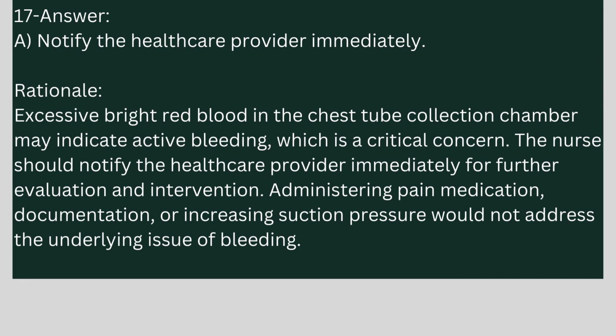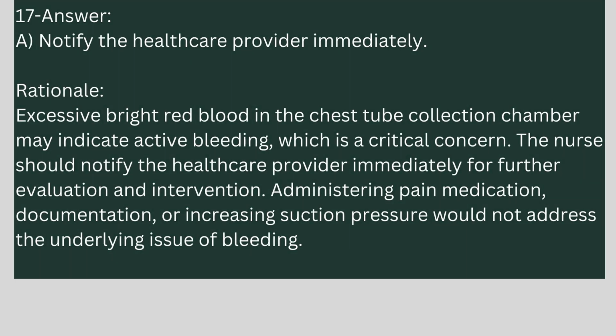Rationale: excessive bright red blood in the chest tube collection chamber may indicate active bleeding, which is a critical concern. The nurse should notify the healthcare provider immediately for further evaluation and intervention. Administering pain medication, documentation, or increasing suction pressure would not address the underlying issue of bleeding.